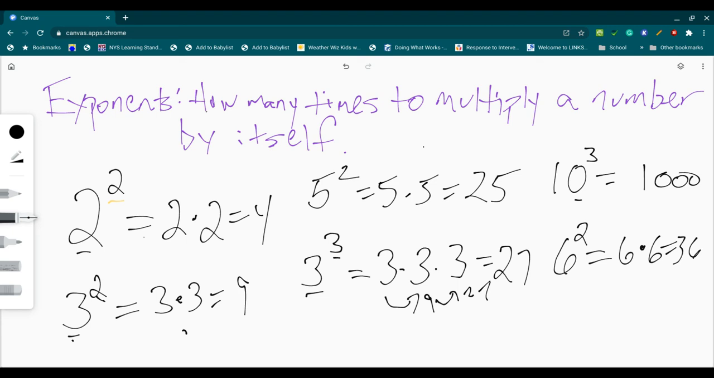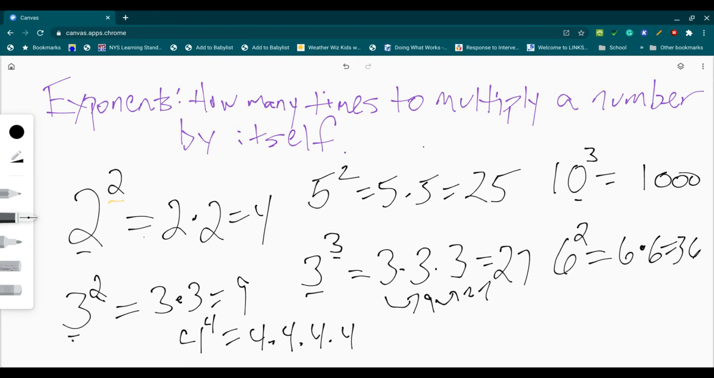Right? And even if you get bigger, say I have 4 to the 4th power, then it's just 4 times 4 times 4 times 4. And I keep using those numbers duplicated. It's not always going to be that way, obviously. The base does not have to equal the exponent.